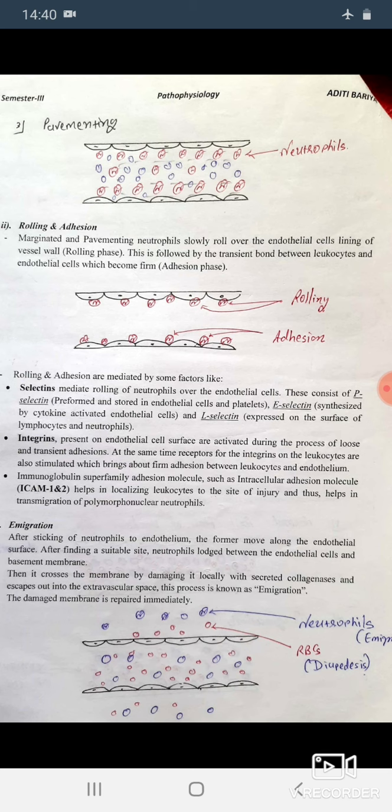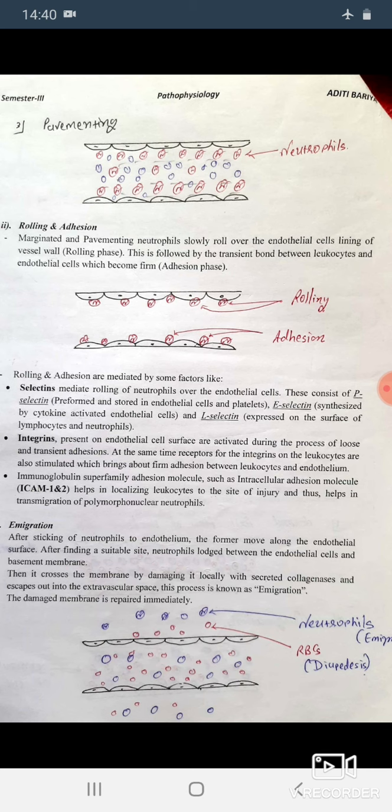So E-selectin is secreted after activation from endothelial cells, and L-selectin is expressed on the surface of lymphocytes and neutrophils. So these three substances, P, E and L-selectins, are responsible for the rolling of neutrophils over the endothelial cells. That rolling of neutrophils on endothelial cells occurs due to these selectins.